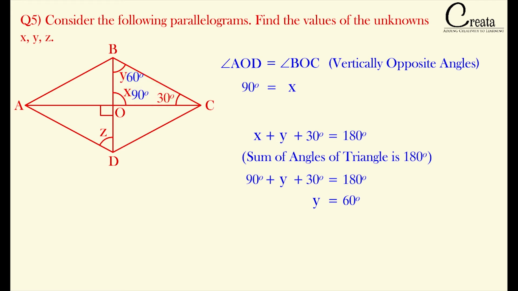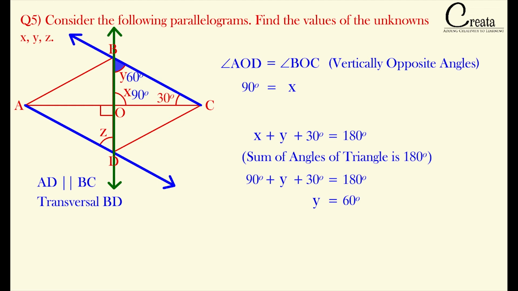Further, ABCD is given as a parallelogram, which means its opposite sides are parallel to each other. That is, AD is parallel to BC. Are you able to observe the transversal BD intersecting the parallel lines BC and AD? Here angle y and angle z are alternate interior angles, and we know alternate interior angles for parallel lines are equal. That is, angle y is equal to angle z. We know angle y is 60 degrees, so angle z is also 60 degrees. So we have got x, y and z. That is the answer of this question.